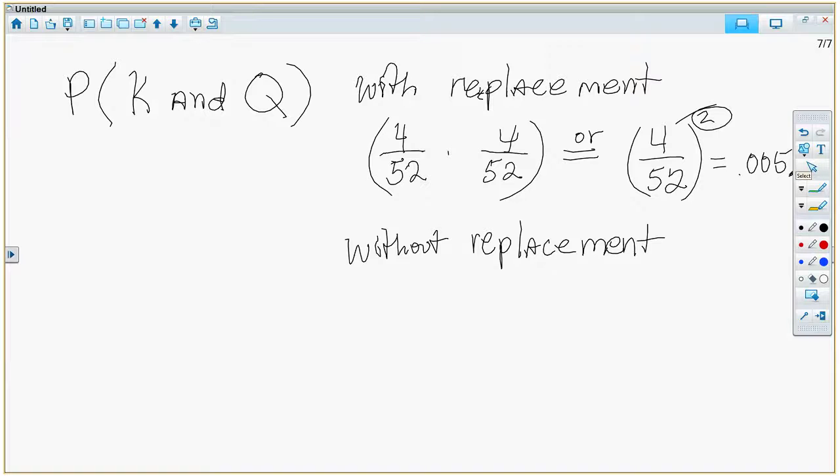Now, let's do the other one. Well, the other one, you got to be careful because if you're picking one king, then the other one's going to be not out of 52. If you pick one out of there, you're not going to pick the other out of 52, you're going to pick it out of what? Times 4 out of 51. And that's going to give you a different number.